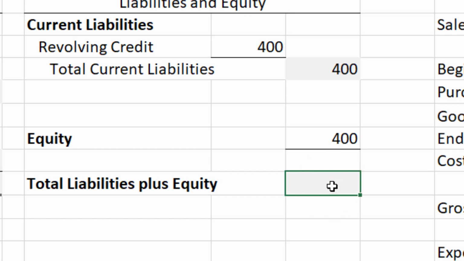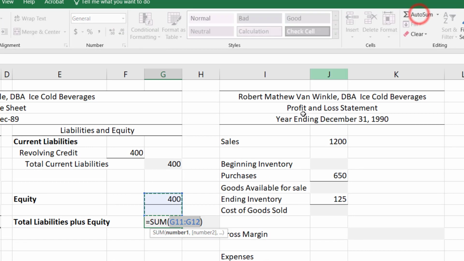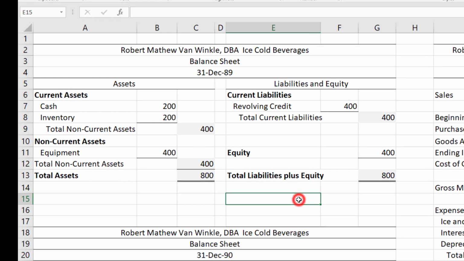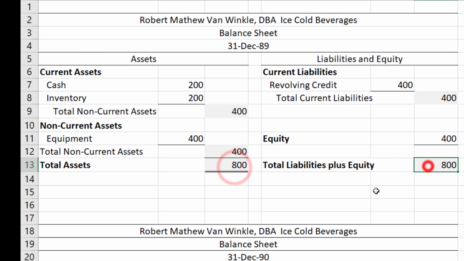Go to total liabilities plus equity, hit the auto sum button, drag up just like we did a minute ago because Excel guessed wrong. Hit enter, and hey, we've got $800 total liabilities and equity, and we see that our balance sheet balances, $800 and $800.